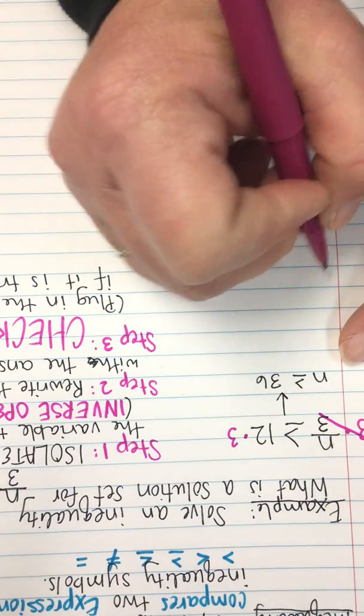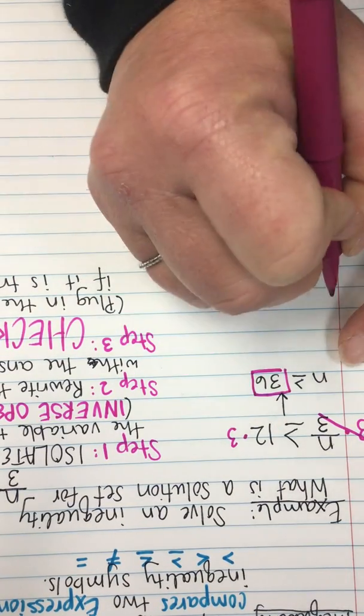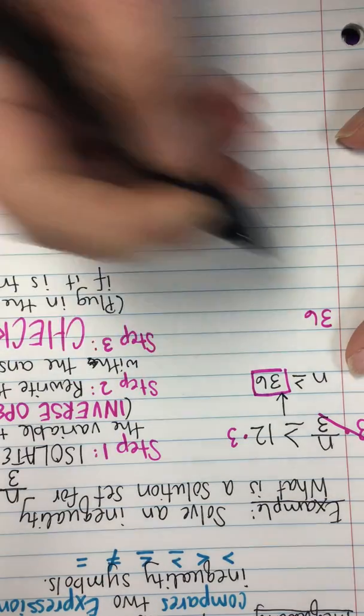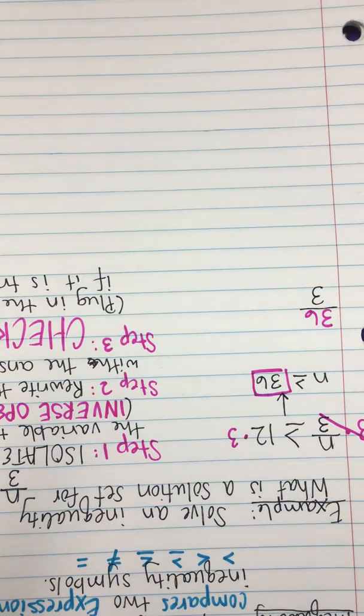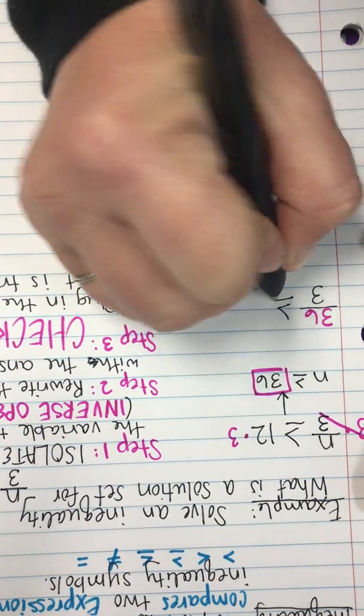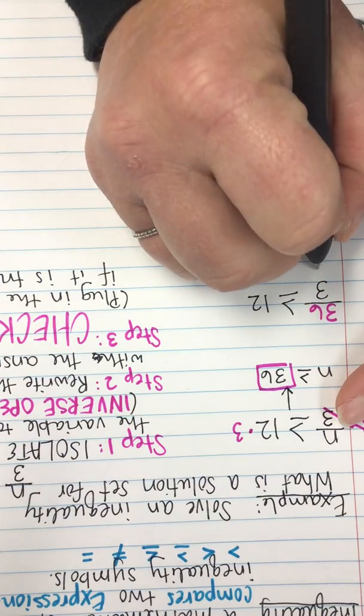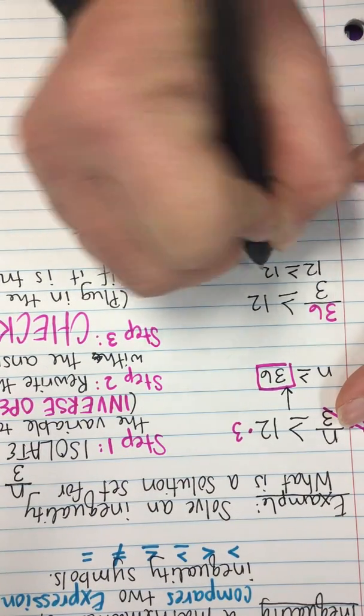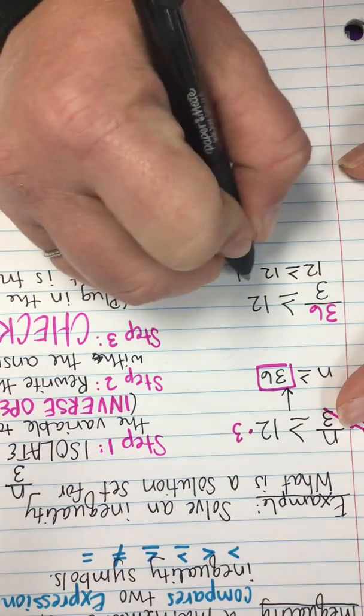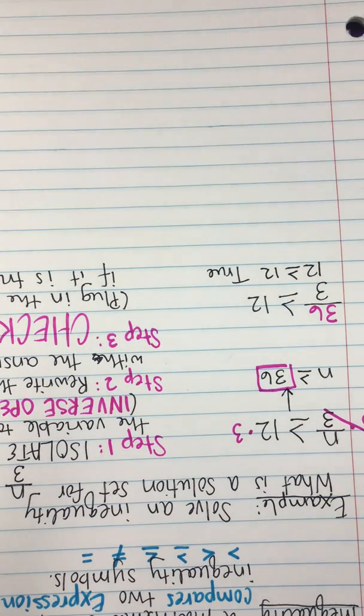Back over here, our answer was 36, so we plug in 36 divided by 3 is greater than or equal to 12. You have to ask yourself, is this true? 36 divided by 3 gives us 12, is greater than or equal to 12. Yes, it is true, so it is correct. Now, what if we did 38 divided by 3 is greater than or equal to 12? As long as it's equal to 12 or greater, then your answer would be correct.